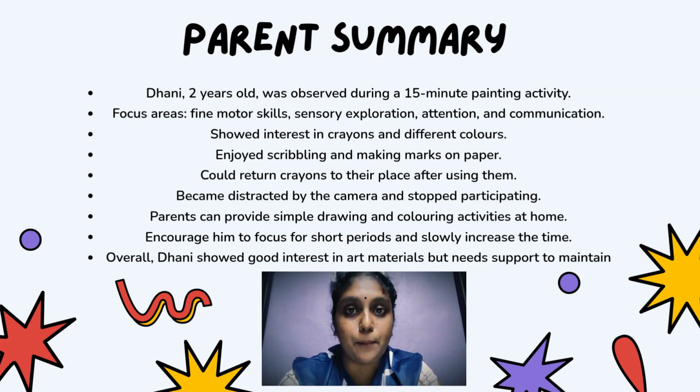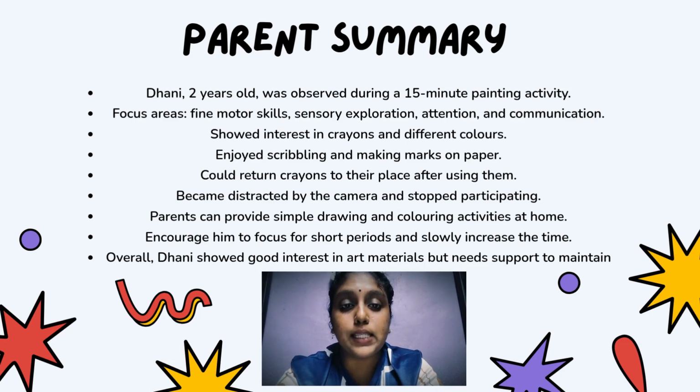Today I want to present the parent summary. Danny is 2 years old and he was observed during a 15 minute painting activity. The observation focused on his fine motor skills, sensory exploration, attention, and communication. Danny showed interest in crayons and different colors. He was able to scribble and make marks on the paper. He also returned the crayons after using them. However, Danny was sometimes distracted by the camera, which affected his attention and caused him to stop the activity.